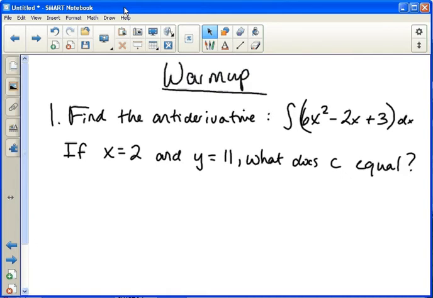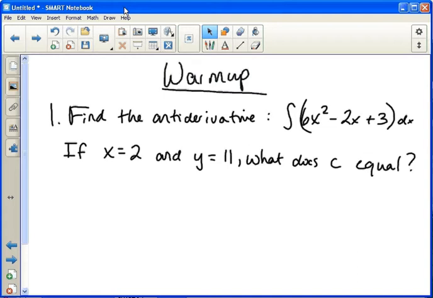This is day 1 of Unit 6 for AP Calculus AB. This is the warm-up we did for this day. It says find the antiderivative of 6x squared minus 2x plus 3, and then if x equals 2 and y equals 11, what does c equal?